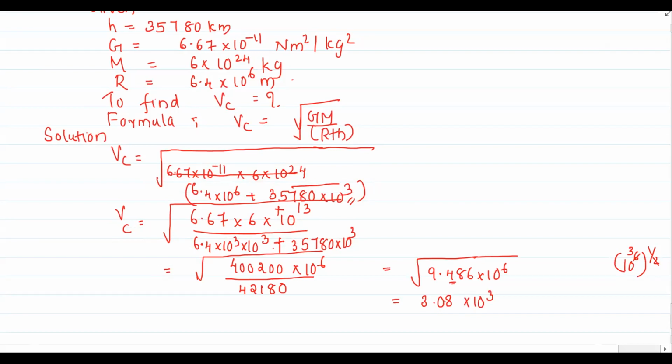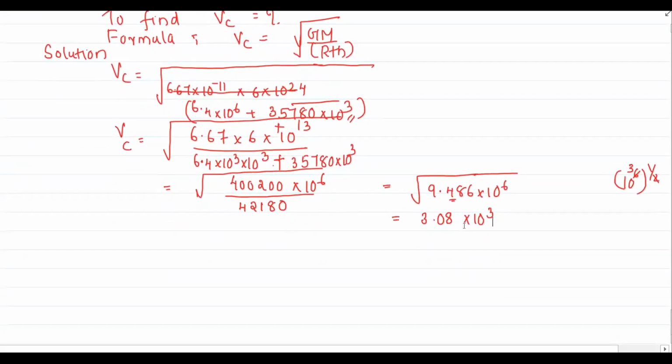3.08 squared is 9.486. So we wrote here 3.08 into 10 raised to 3. Or we can write 10 raised to 3 means 1000, so this we can write as kilometer per second. So the critical velocity we got, Vc is equal to 3.08 kilometer per second.